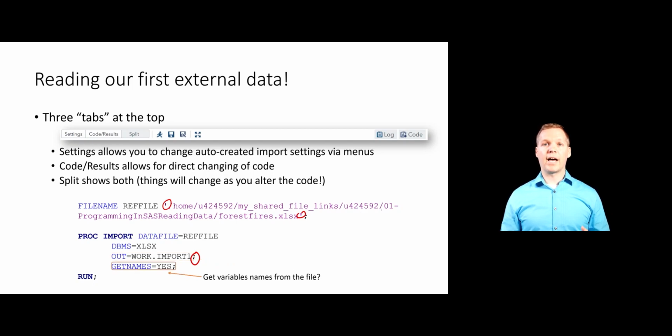And then we have another statement on this proc import step. We're going to use the getnames statement to say that we want to get the names of the variables from the file. So what that basically says is that the first row of my raw data file represents the variable names. We end our proc import step with a run statement.